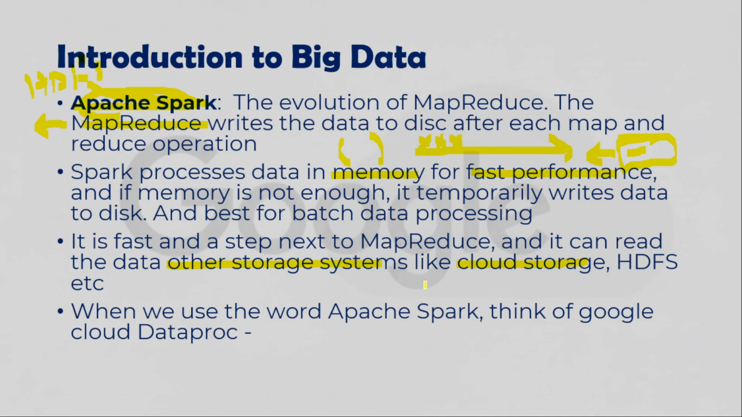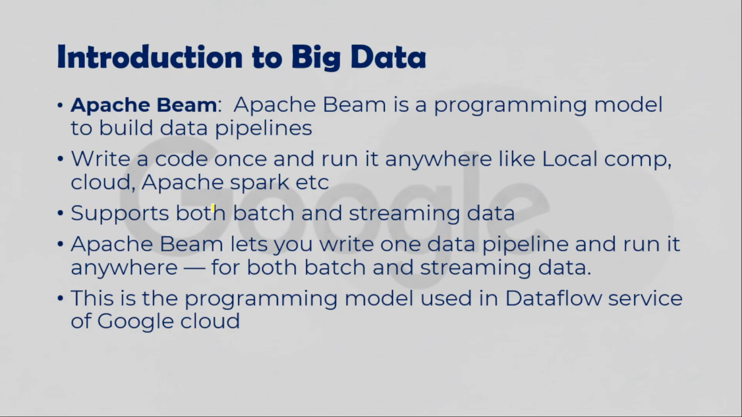When you hear Apache Spark, the Google Cloud equivalent service is Cloud Dataproc. So when you use Apache Spark, Dataproc is a service which you can think of utilizing when your base technology is Apache Spark. Makes sense? So that's all about Apache Spark, and next we'll see what is Apache Beam.